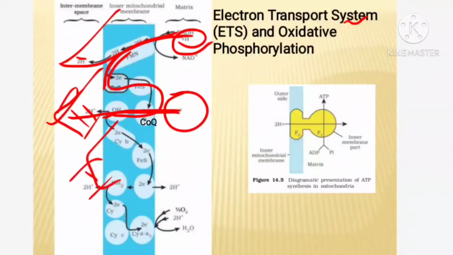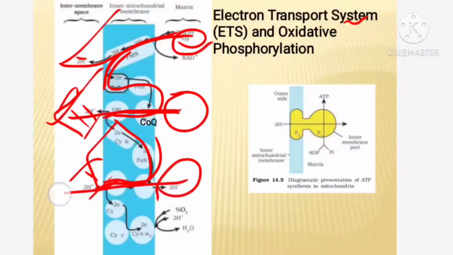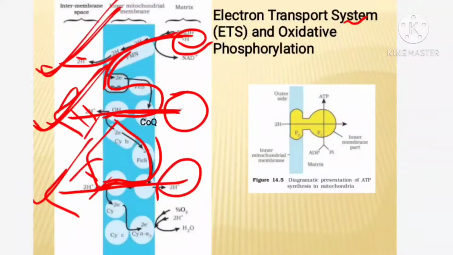In the third complex also, when the electron is again moving through the ubiquinone, it is releasing energy. That energy is used in pumping hydrogen from here to here. So, how many hydrogen sets have come? One set, second set and third set of hydrogen have moved.